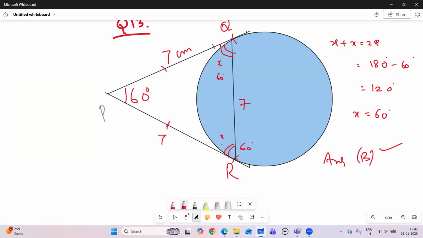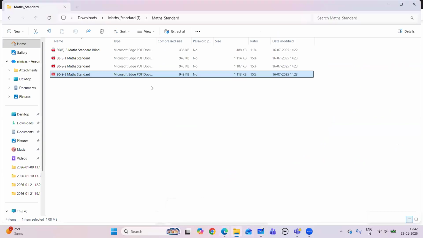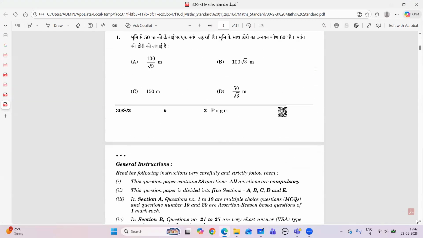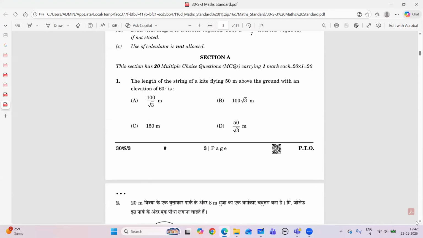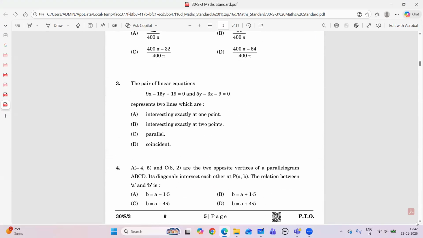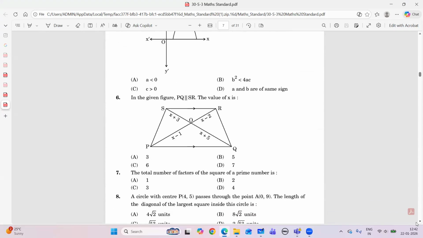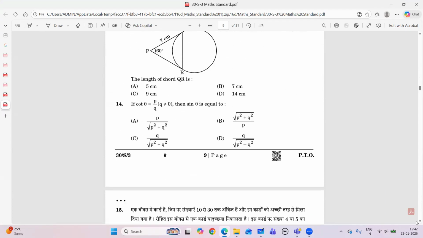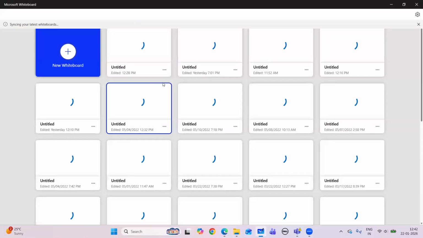Now, let us look at the next question. We want the English version. If cot theta is p by q, q is non-zero, then sin theta is equal to, right? The value of cot theta is given. We have to find the value of sin theta. So let's go into this slide.